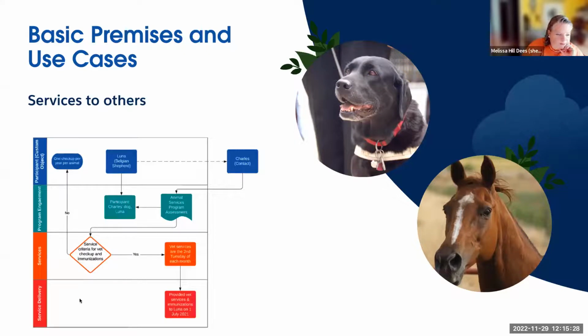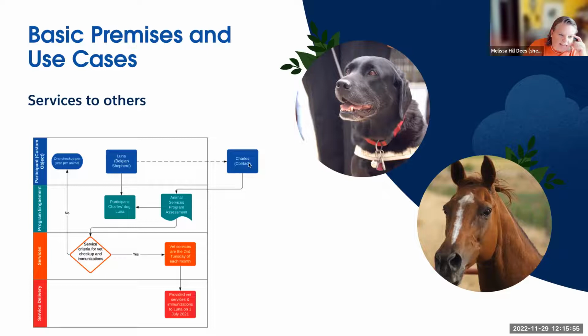So in the little swim lanes here, you see the service delivery, the service, right? And in this case, they are working with homeless folks with their animals that they have, right? They have companions and vet services and checkups and immunizations. The program engagement is between the dog, Luna in this case, right? And the animal services and assessment.